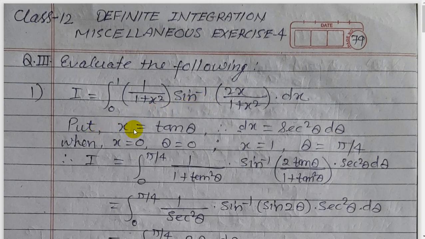So put x equal to tan theta. Differentiating with respect to x on both sides we get dx equal to sec square theta d theta, because the derivative of tan theta is sec square theta.